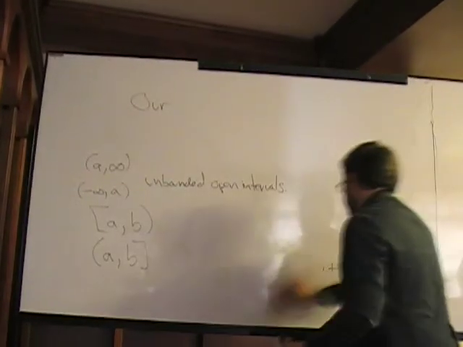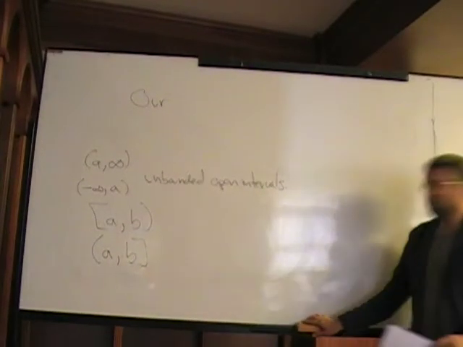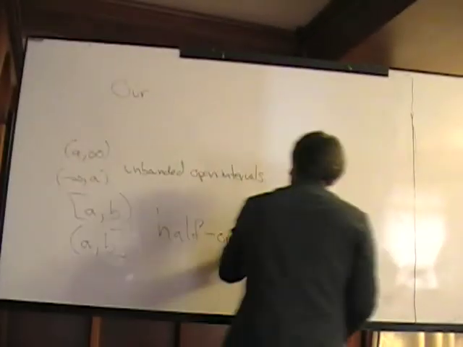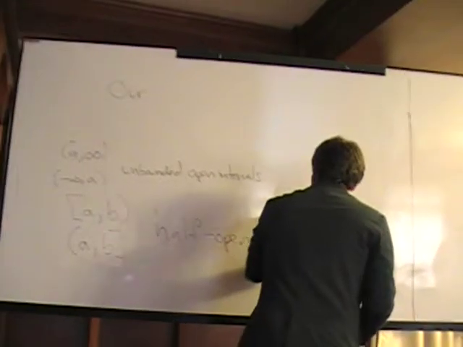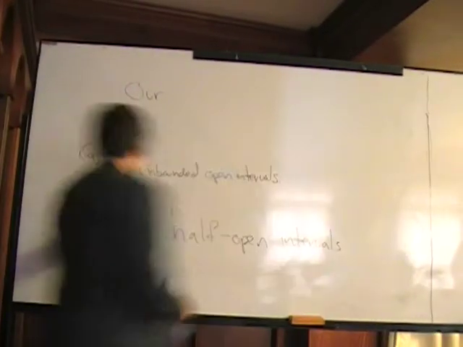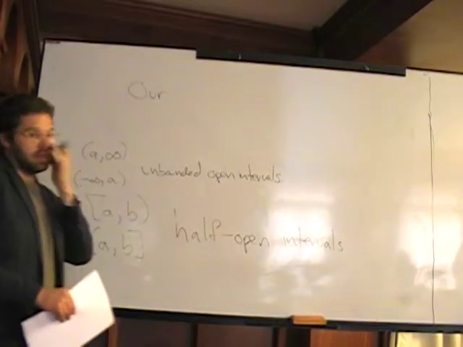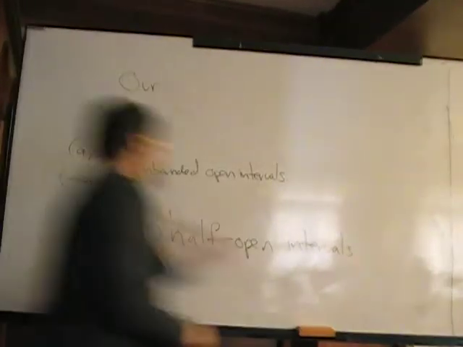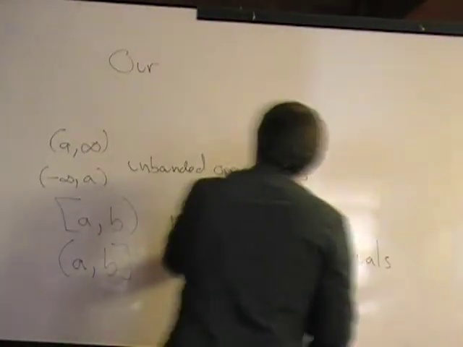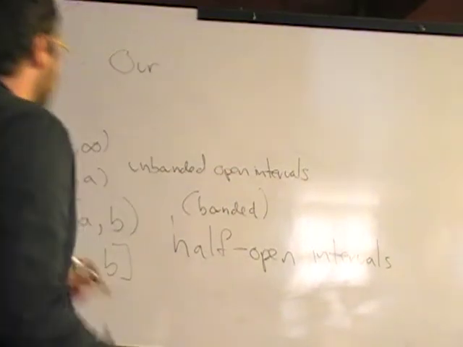So just to have terminology, so I don't have to use so many words every time, we can call these half-open intervals. So they're kind of like an open interval on one end, but on the other end, they're not. So we call them half-open intervals. They're also bounded intervals, called half-open intervals.